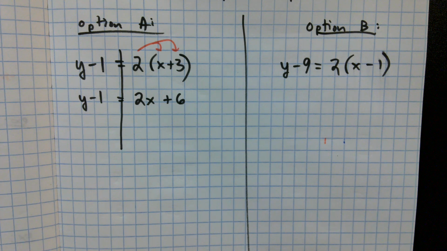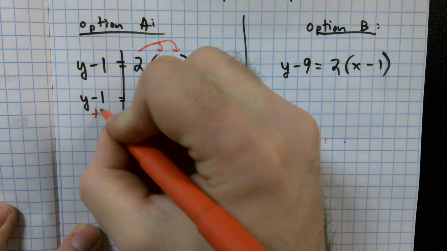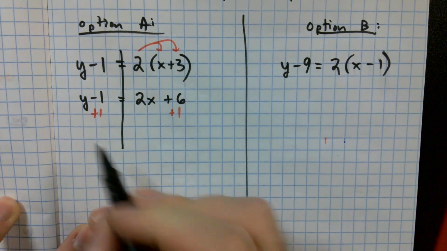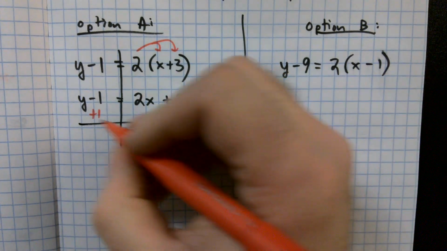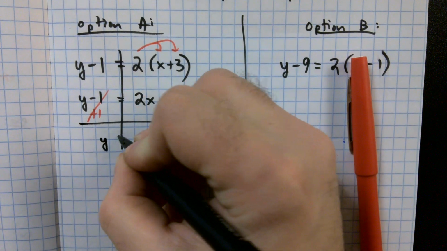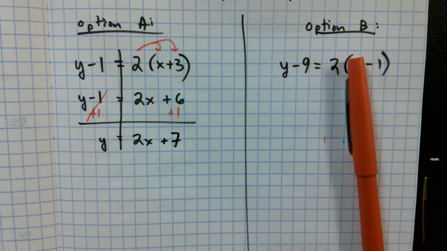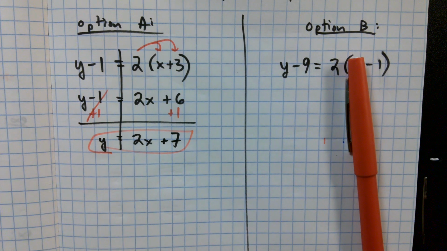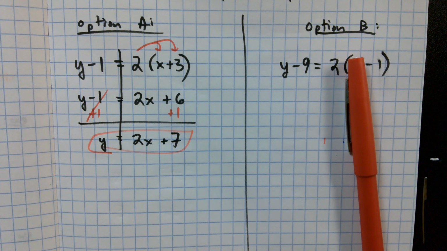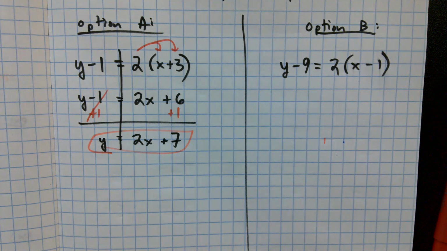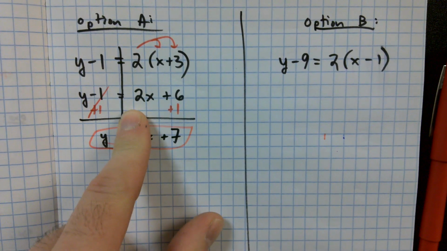Now what did we say I can do to get y by itself? Add 1 to both sides. And I'm left with y is equal to 2x plus 7. There's the same exact equation in slope-intercept form. Nice little two-stepper. Just distribute, and then inverse operate whatever's over there. So we distributed, and then we added 1 to both sides.